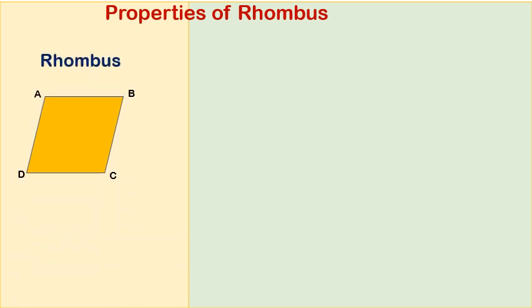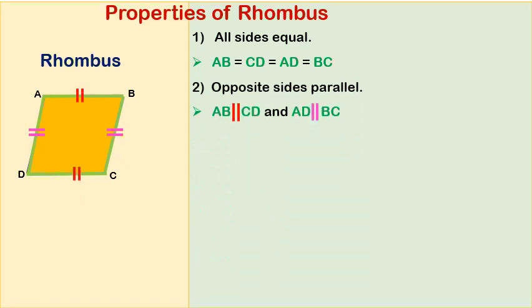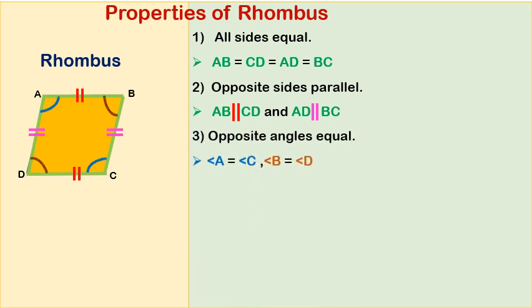You know all the four sides of a rhombus are equal in length, which means side AB equals CD, which is equal to AD, that is also equal to BC. And you can see opposite sides are parallel, which means side AB is parallel to CD and side AD is parallel to BC. And opposite angles of a rhombus are equal, which means angle A equals angle C and angle B equals angle D.